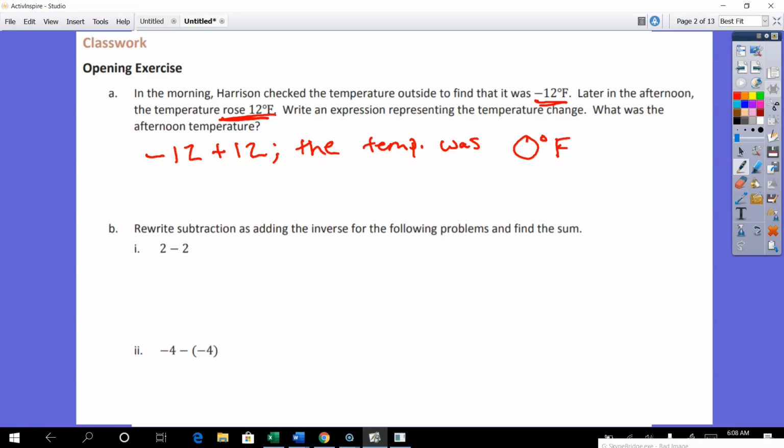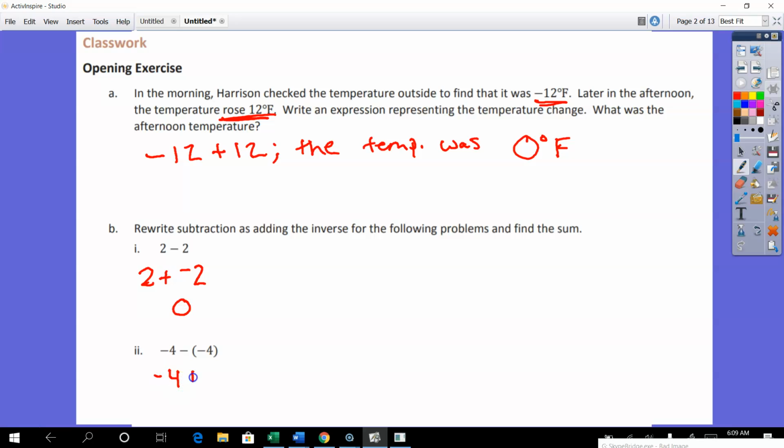Okay, part B, rewrite subtraction as adding the inverse for the following problems and find the sum. So remember, every time we see subtraction, we want to rewrite it as addition. So 2 plus, instead of subtraction, and then -2. Okay, so we're still doing 2 take away 2. It's the same thing. And so 2 take away 2 is 0.